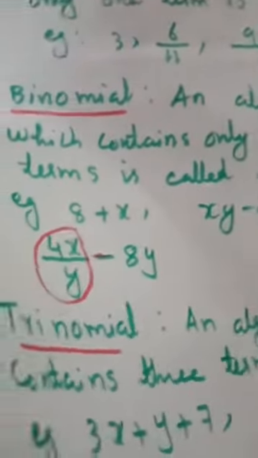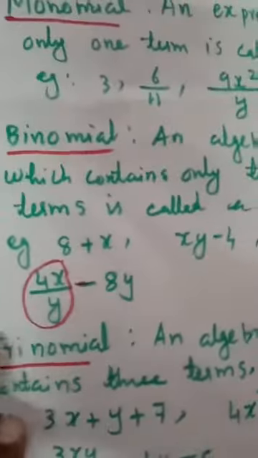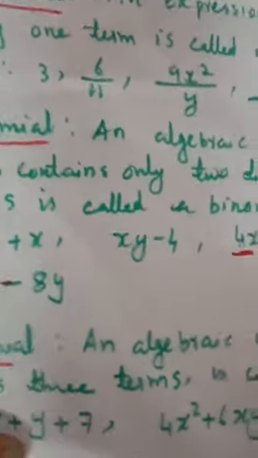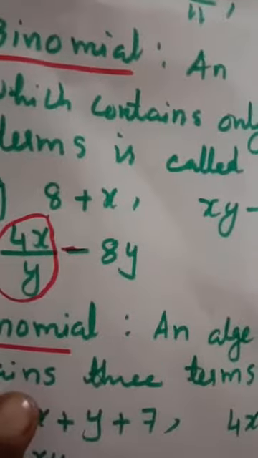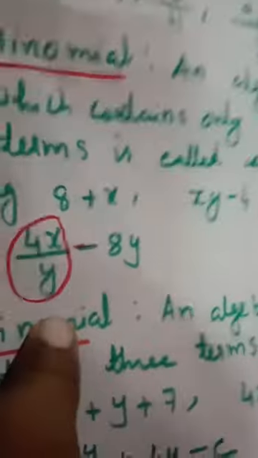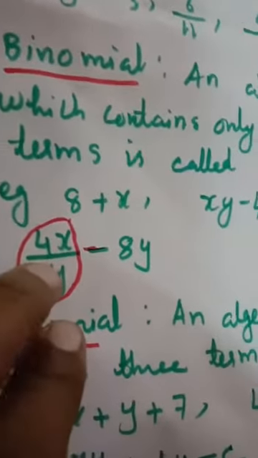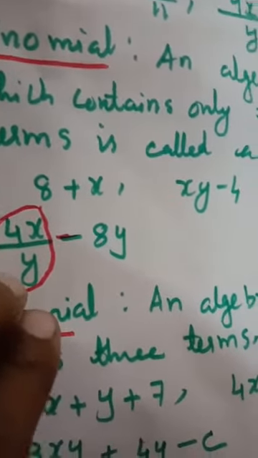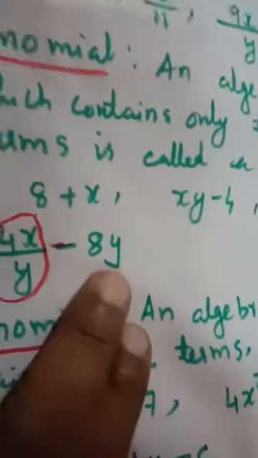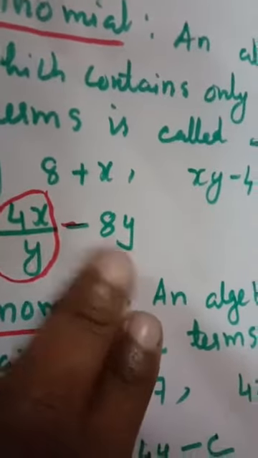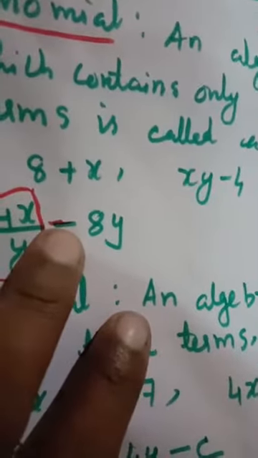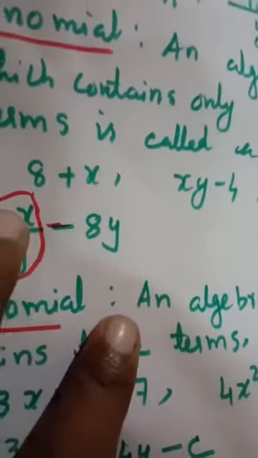4x by y is a single term. Terms are separated only by plus and minus signs, not by division and multiplication. So 4x by y is a single term, and 8y is another term. 8 into y, 8y, another term. It is separated by the minus sign. So first term, second term. That's why we got two terms.